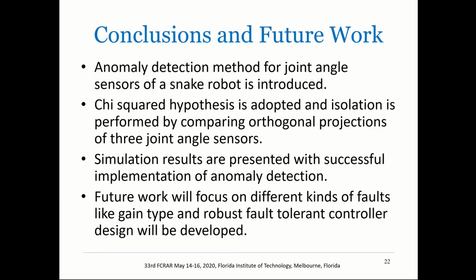In conclusion, an anomaly detection method for a joint angle sensor of a snake robot is introduced. The chi-squared hypothesis is adopted, and isolation is performed by comparing orthogonal projections of 3 joint angle sensors. Simulation results are presented with successful implementation of the anomaly detection. Future work, aside from implementing this anomaly detection into the control feedback system, is going to be focused on different types of faults like gain type, and also just creating an overall robust fault tolerant controller for a snake robot.